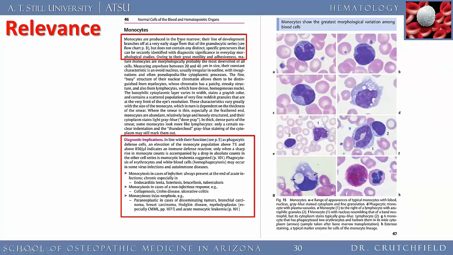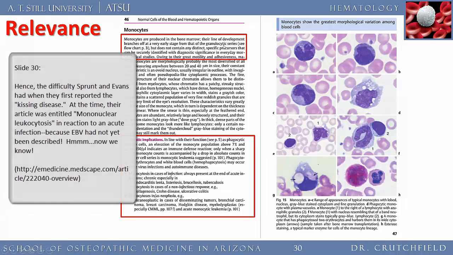So monocytes are produced in the bone marrow. Their line of development branches off at a very early stage from the granulocytic series, but does not contain any distinct, specific precursors that can be securely identified with diagnostic significance in everyday morphological studies. Okay, what does this mean in English?